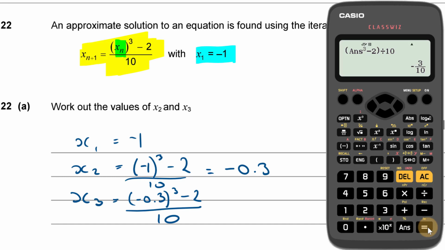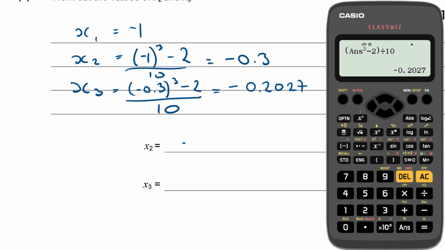But the clever thing is, if I then press the equal button again, that answer will get fed into the same calculation and give me my next value, the x3 value. So if I press equals again, you can see that comes out to be minus 0.2027.